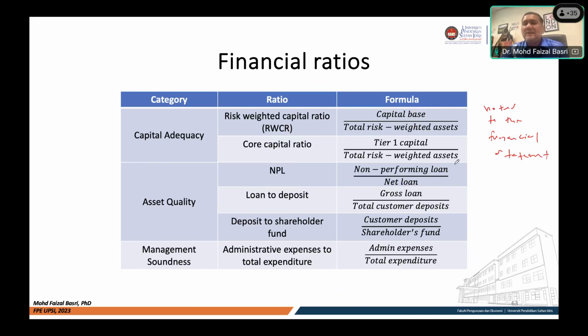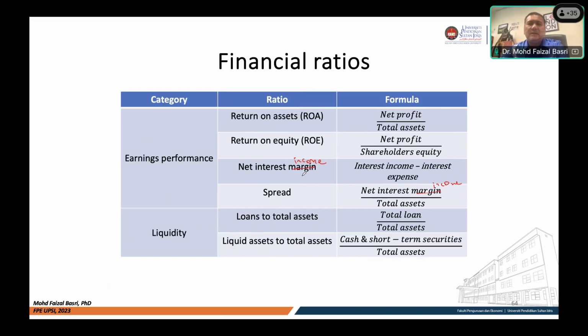But the others are mostly either in the statement of financial position or in the income statement. Okay, so everything here you can find in the financial statements. For these ratios, I put them in the instructions too. Just be alert on the net interest income and spread formula. The spread, technically, whatever you have on top here, you divide by total assets. Since I asked you to do 3 years, you are doing a time series analysis.